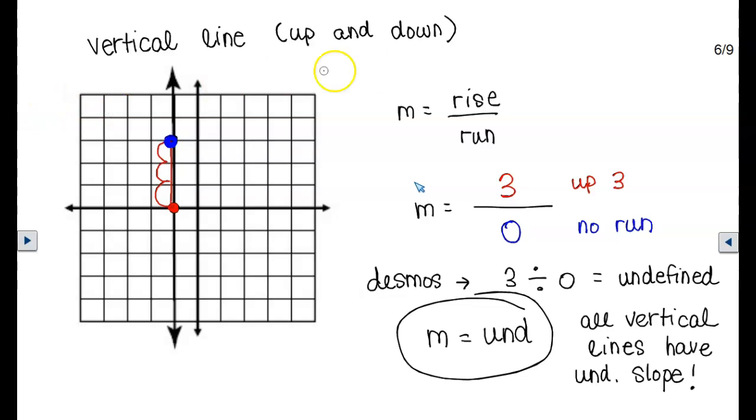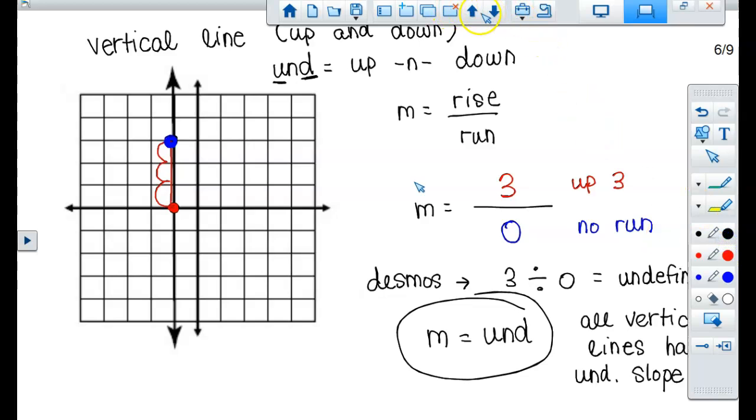All vertical lines have undefined slope. And I want to point out something here. I pointed out that this vertical line goes up and down. The slope is undefined, up and down. So vertical lines go up and down. Undefined slopes go up and down. So that's a good way to help you remember that.